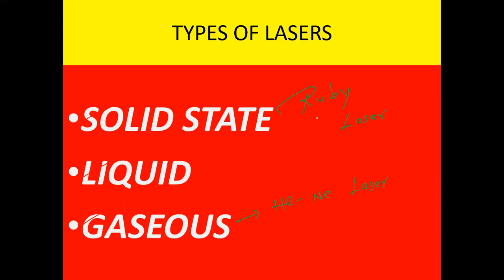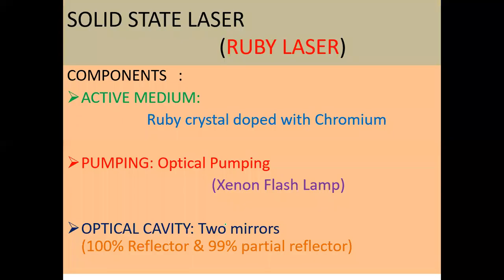In this case, the ruby laser is a solid state laser and the helium neon laser is a gas laser. We will discuss one by one the principle behind the working of the ruby laser and the helium neon laser. First of all, we discuss what the active materials are in the solid state laser and the gaseous state laser.